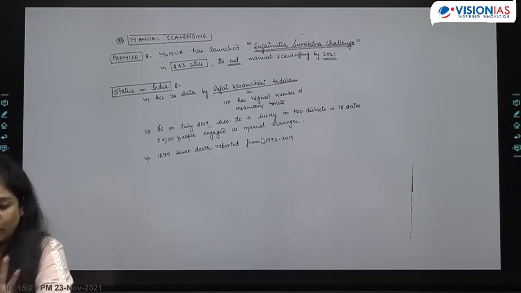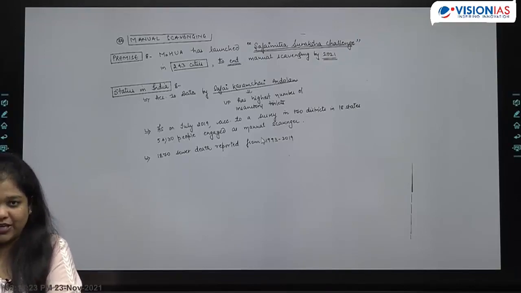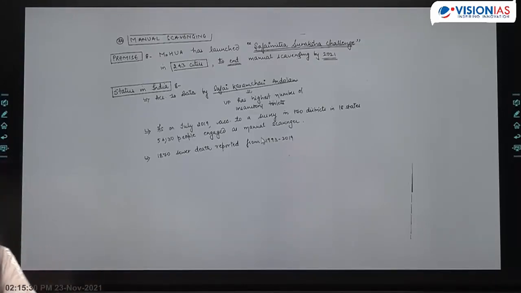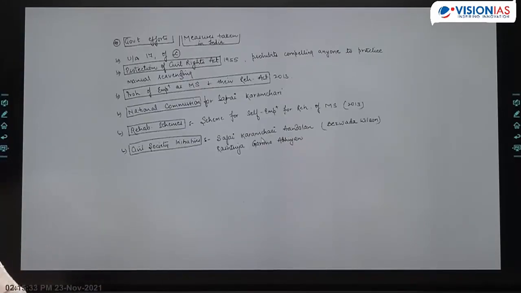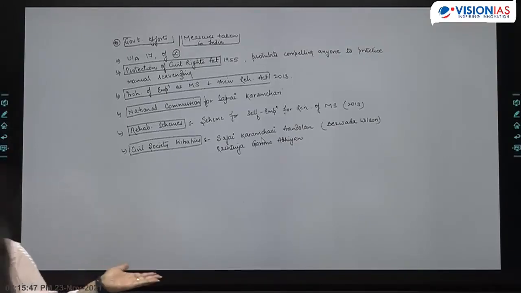Despite that, according to the survey which was done in July 2019, it was found that more than 54,000 people are working or have been employed as manual scavengers. Is that clear? There have been various government efforts. For example, you have civil society initiatives like Safai Karamchari Andolan by Bezwada Wilson or Rashtriya Garima Abhiyan. Then you have rehabilitation schemes. You have the National Commission for Safai Karamchari. Then the Prohibition of Employment as Manual Scavengers and their Rehabilitation Act, and Article 17 of the Constitution. अभी हमने बात की है, ठीक है?